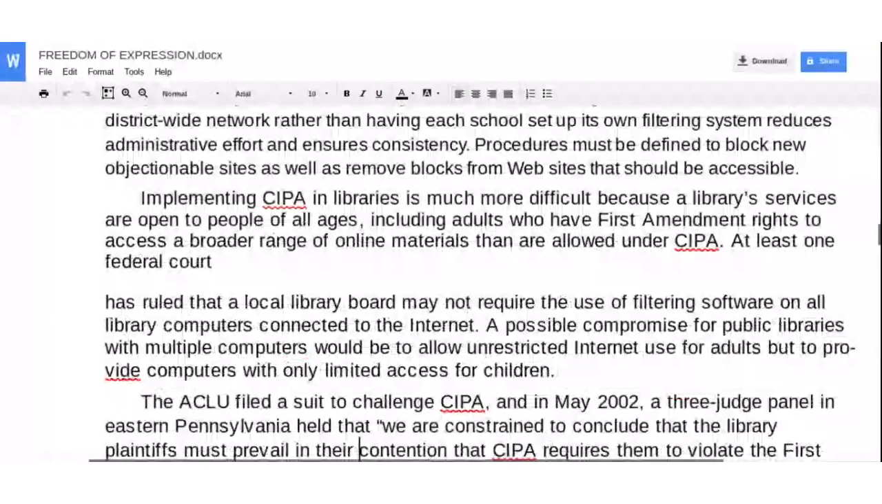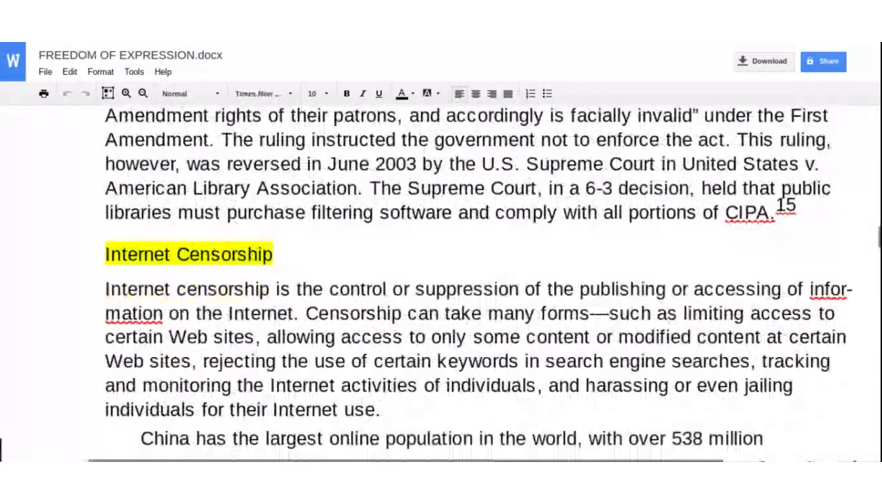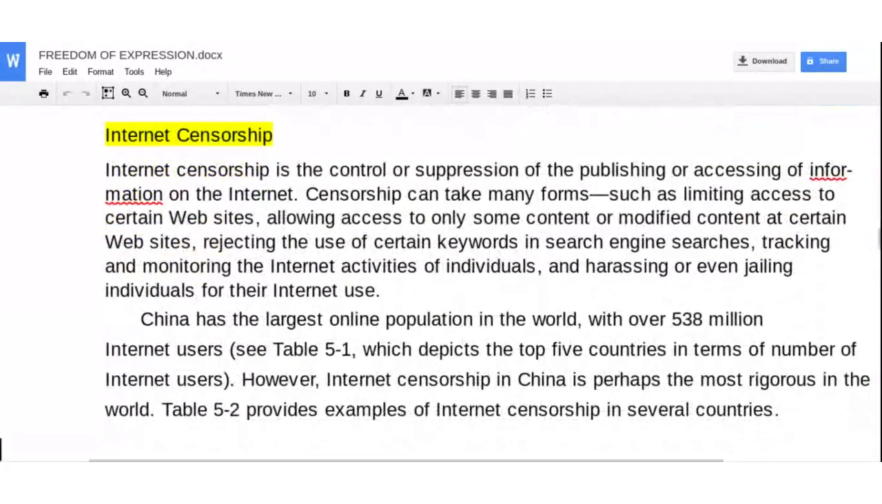Another issue that comes up is internet censorship. Internet censorship is a different way of controlling access to certain information. Looking at the first statement here, it says internet censorship is the control or suppression of the publishing or accessing of information on the internet. So again, all these issues raise a lot of debate out there, but sometimes they are important to be done.